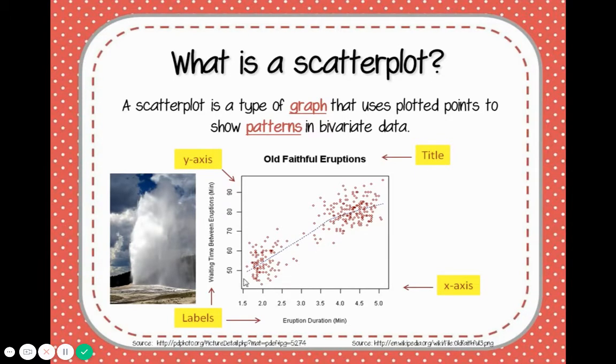So when we take a look at our actual scatter plot here, each one of these points represents an eruption. This particular point right here is documenting an eruption that lasted just over 5 minutes. And after that eruption, it was almost an hour and 40 minutes until it erupted again.